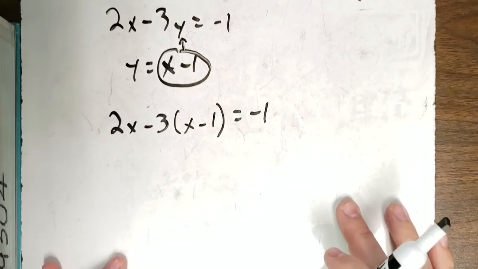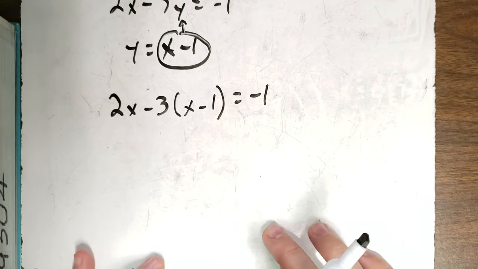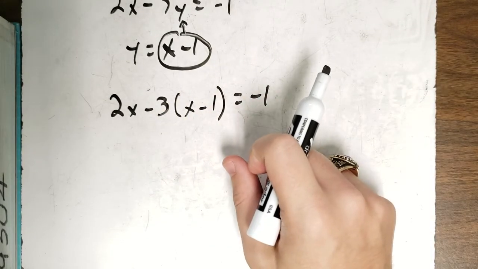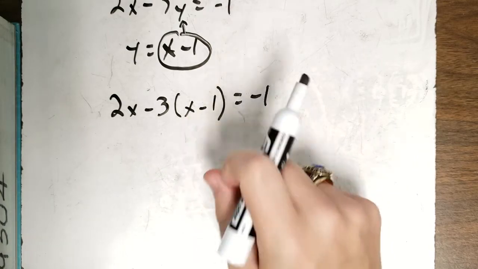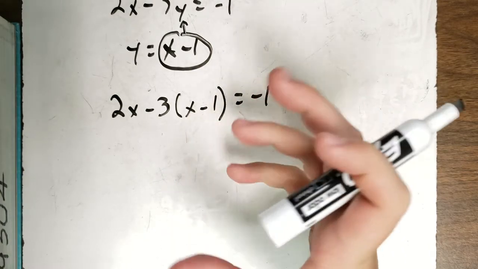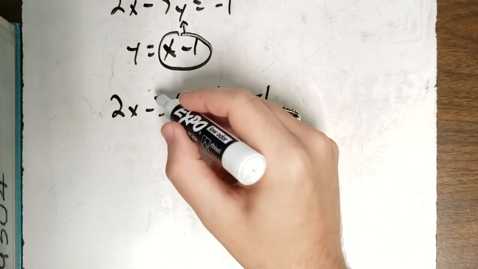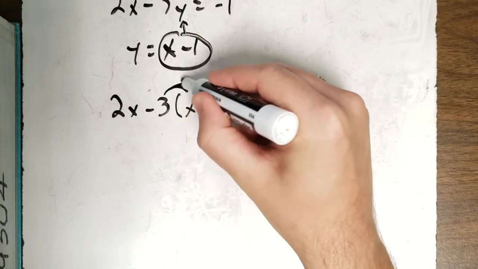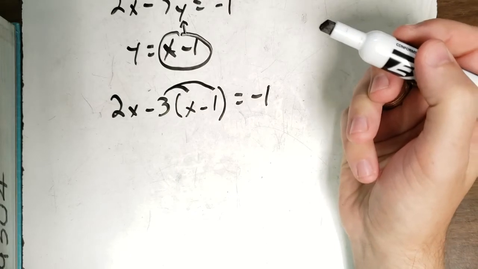Now we can solve for x in this equation here. What's our first step for solving for x? Well, we have to get rid of the parentheses here. Now we have x minus 1, we can't do anything with that, so we have to distribute our 3. We take our 3, distribute it in, and multiply by everything on the inside of the parentheses.